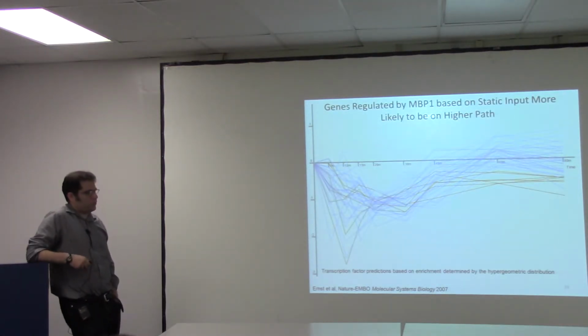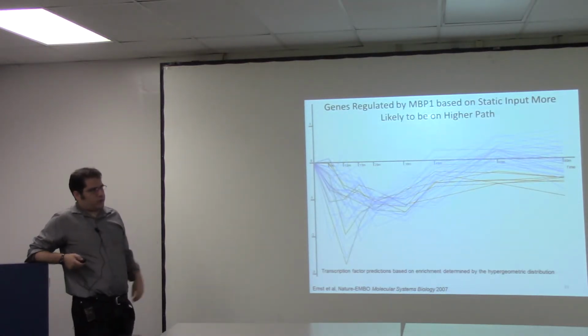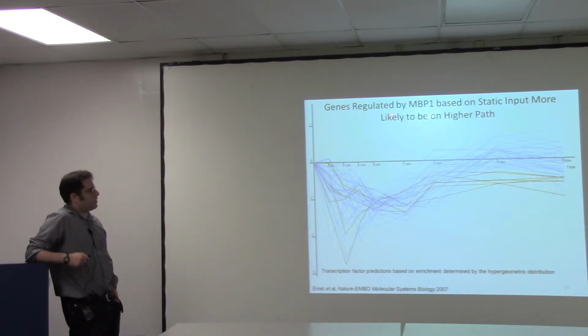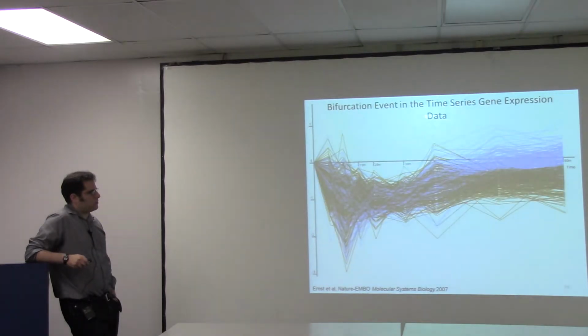And the question is, what is this split associated with here? And it turns out that genes regulated by a certain transcription factor, based on our static predictions of which transcription factors regulate which genes, which was generated by, actually it was ChIP data from Rick Young's group primarily, they're more likely to be on the higher path. So I'm showing you all the genes that are targeted by this transcription factor, and you can see that they much prefer this path up here.